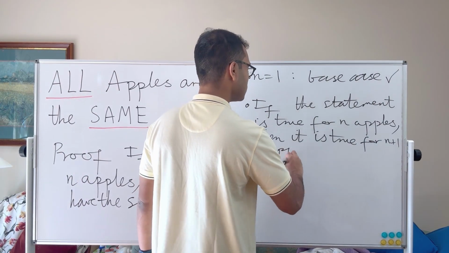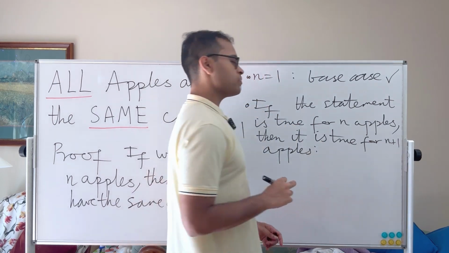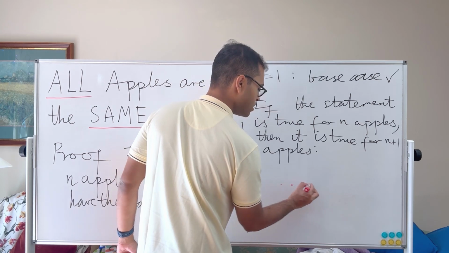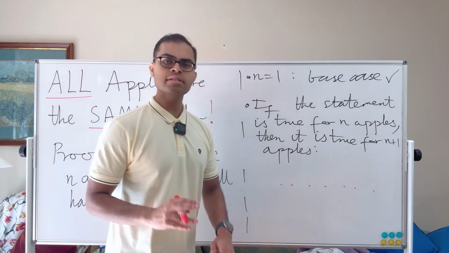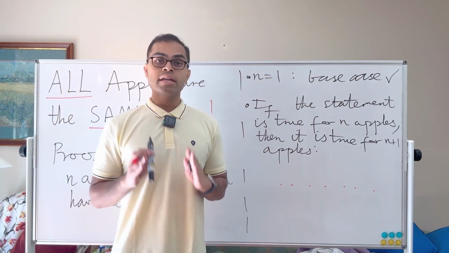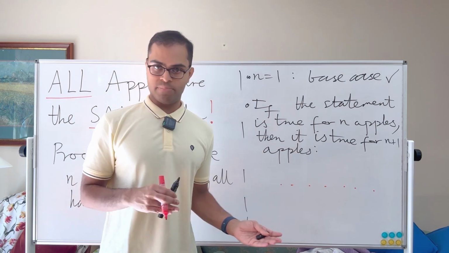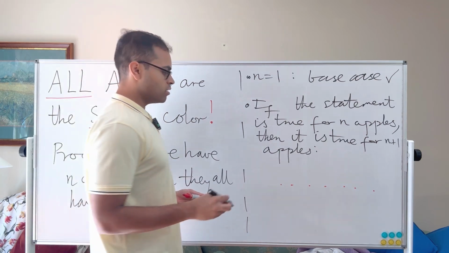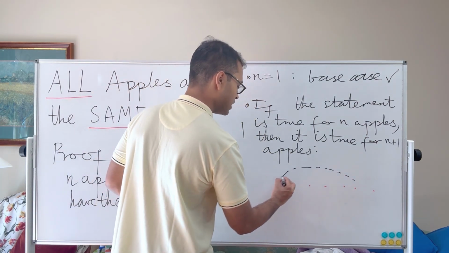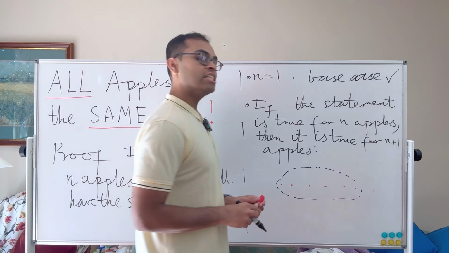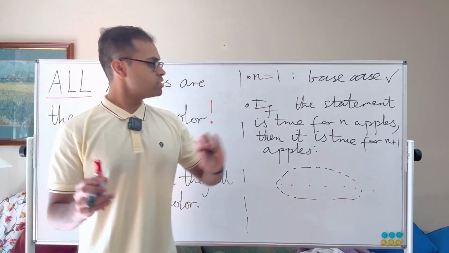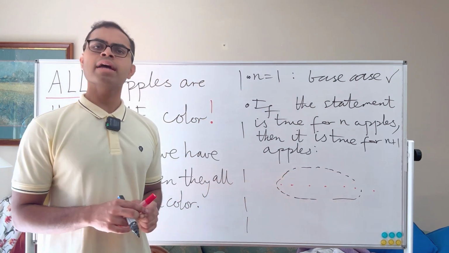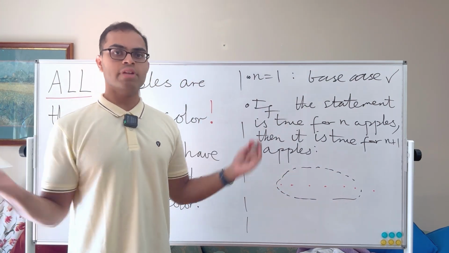So how is this going to work? Well, basically, let's take n plus 1 apples. I'm just going to visualize them, something like this. This is just a pictorial diagram. Now, because the statement is true for n apples, if we take a bunch of n apples out of the n plus 1, then by the induction hypothesis, all these n out of the n plus 1 apples have to have the same color.